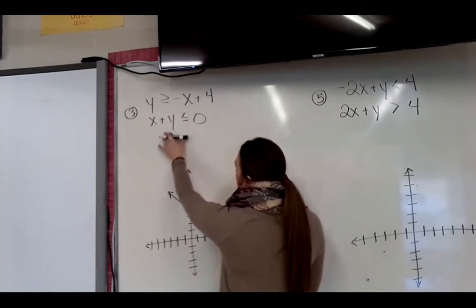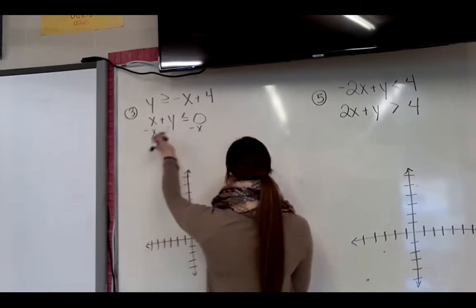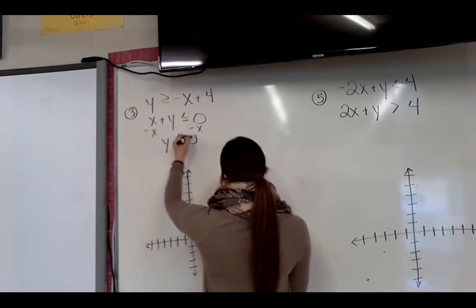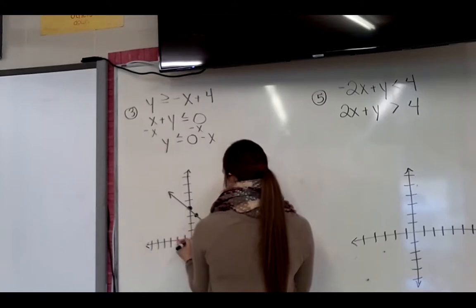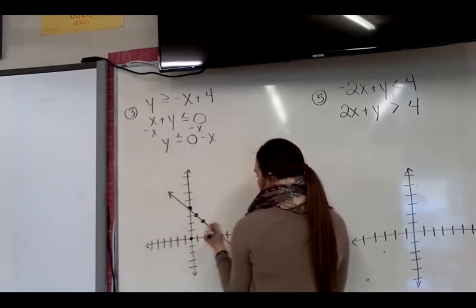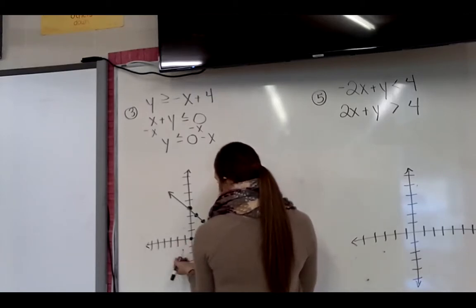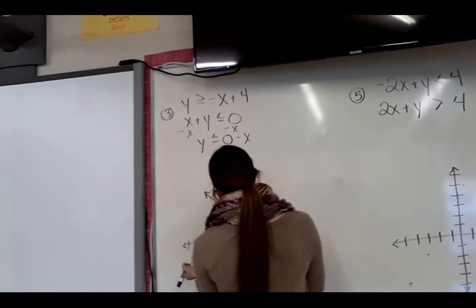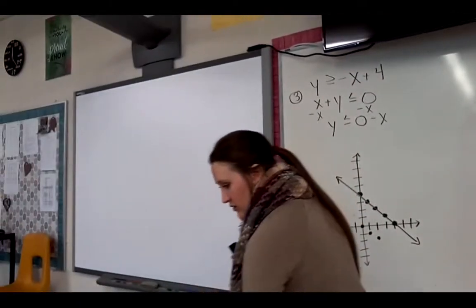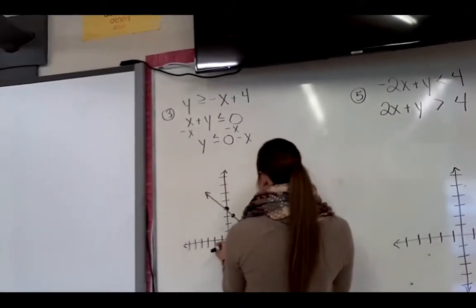Okay, so this one I'm going to solve for y. So I'm going to go ahead and subtract x to the other side. And I get y is less than or equal to 0 minus x. So I go to 0, put a point. Or you could have just said y is less than or equal to -x. Down 1/1. So to see if they ever intersect, did I do that right? Hold on, I feel like I forgot to write part of it down. Nope, 0. Okay. So down 1/1.